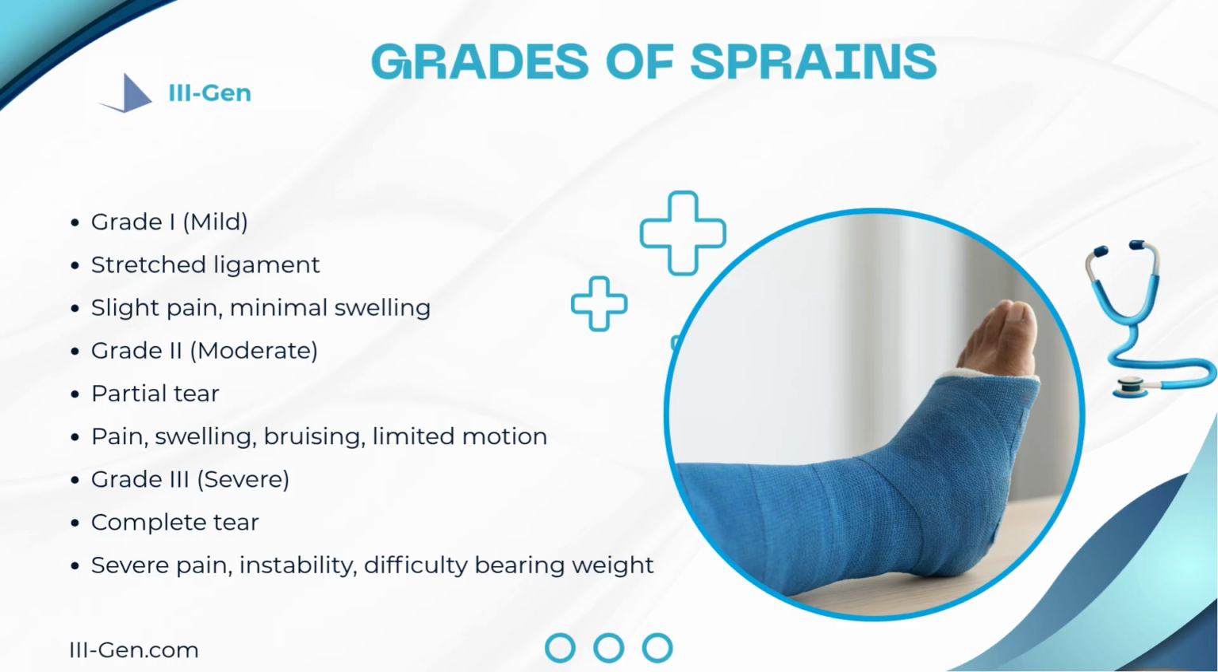Now, grades of sprains. You have grade 1, 2, and 3. Grade 1 is mild: just stretched ligaments, slight pain, minimal swelling. You usually can recover from those pretty quickly. Grade 2 is moderate: partial tear of the actual ligaments in your ankle, pain, swelling, bruising, limited motion. Grade 3 is severe, a complete rupture, which then brings severe pain, instability, and difficulty weight bearing on your ankle, and all of these can be treated totally differently.